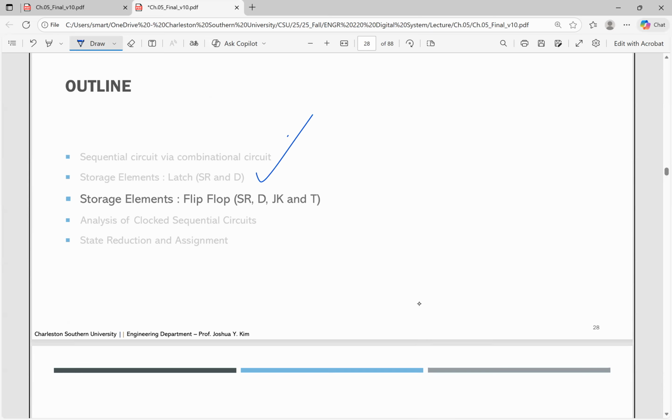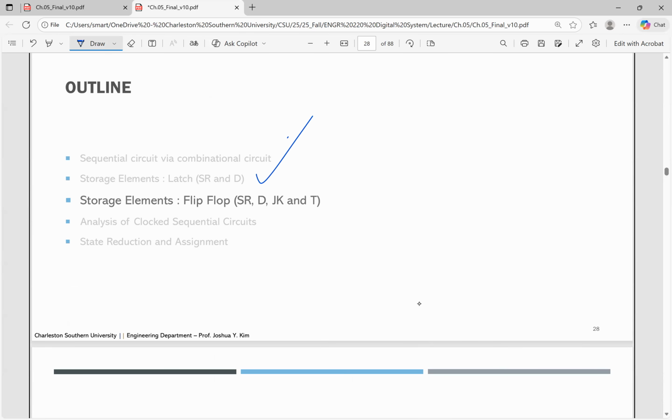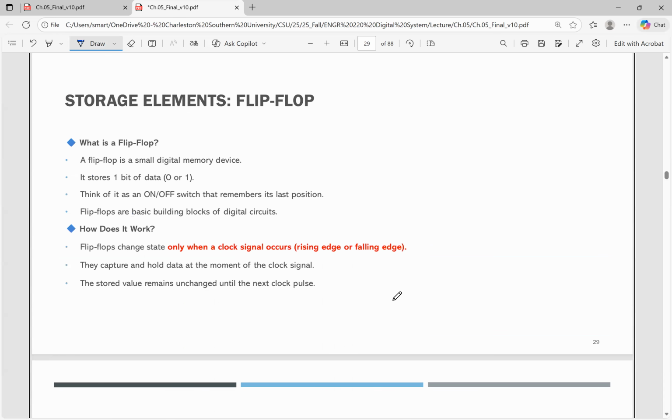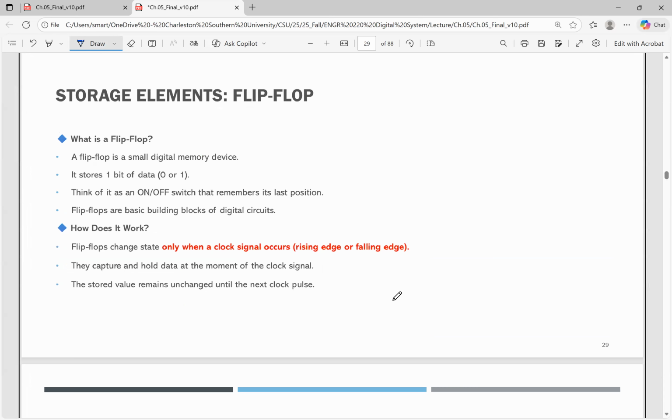Now we're going to learn about storage elements for flip-flops. There are a lot of types, but here we're going to learn about S, R, D, J, K, and T. Okay. All right. So storage elements, flip-flops. What is a flip-flop? A flip-flop is a small digital memory device. It stores one bit of data, zero or one. Think of it as an on and off switch that remembers its last position.